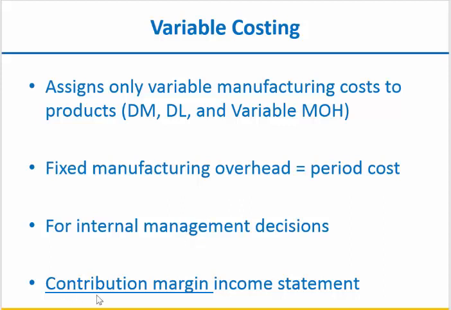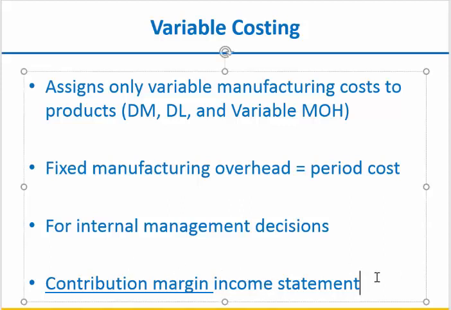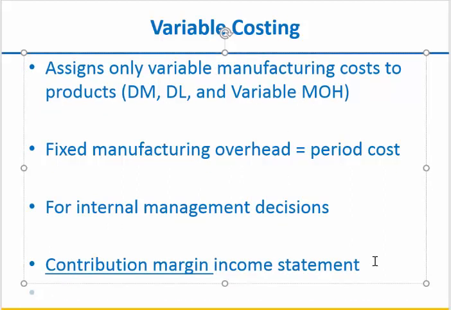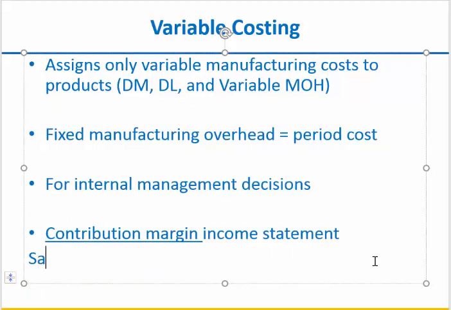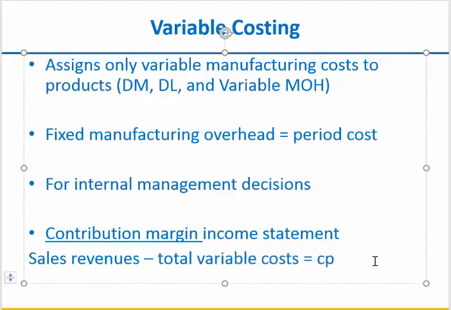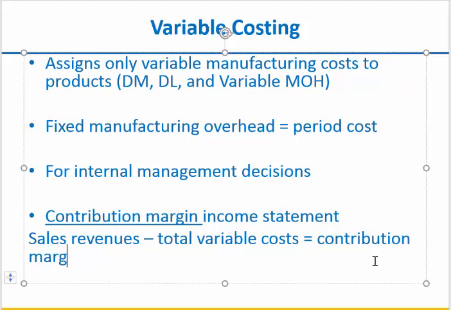Therefore, from there we can derive the so-called contribution margin income statement. So what is contribution margin? Just in case you have never seen that. The contribution margin is sales revenue minus the total variable cost, and the result is called contribution margin. Very simple. The definition is very simple. You know the sales revenue, you know the total variable cost. Subtraction gives you the contribution margin.